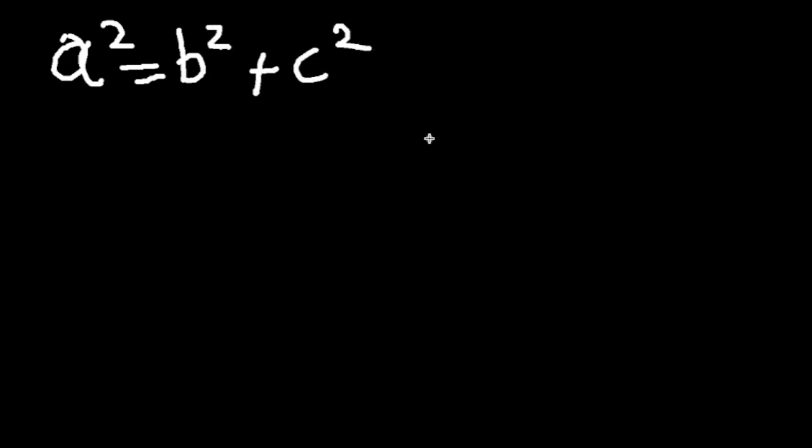You may have seen the popular a squared is equal to b squared plus c squared. But you might have wondered what this is and how do you use it exactly. In this video, we're going to answer that. So, this equation right here is called the Pythagorean Theorem, created by Pythagoras, an ancient Greek philosopher.